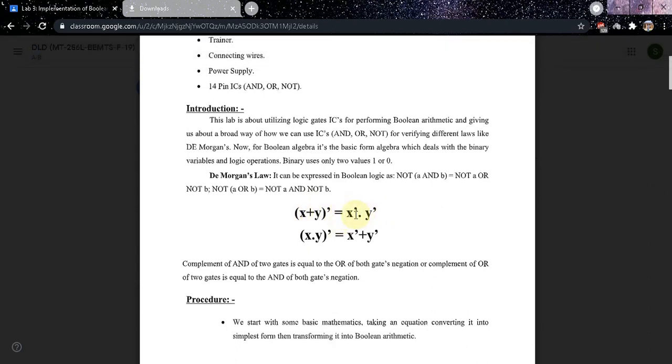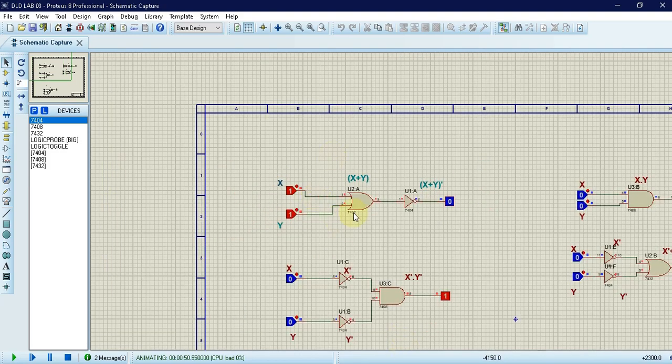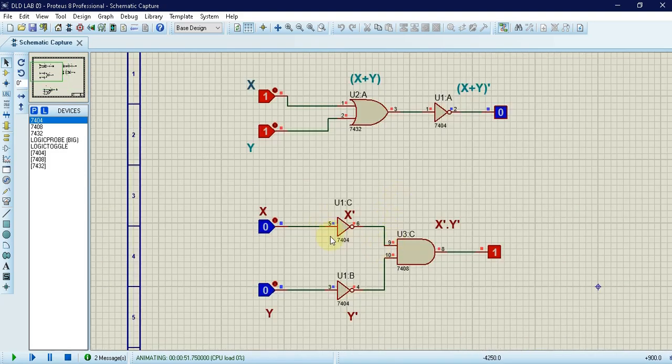Now we shall see the right hand side. These are two of our inputs generated by logic toggles. And these are two NOT gates to invert these two inputs as x NOT and y NOT, and then giving a product by attaching these two inputs to an AND gate. The IC number of the AND gate is 7408. So let's see.